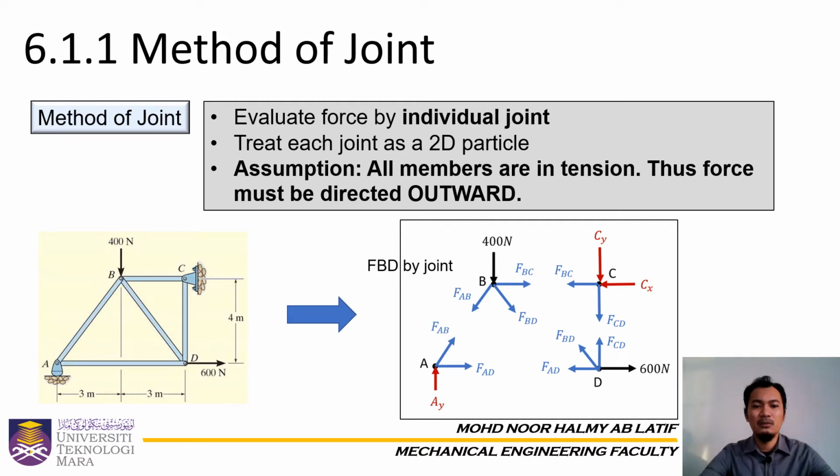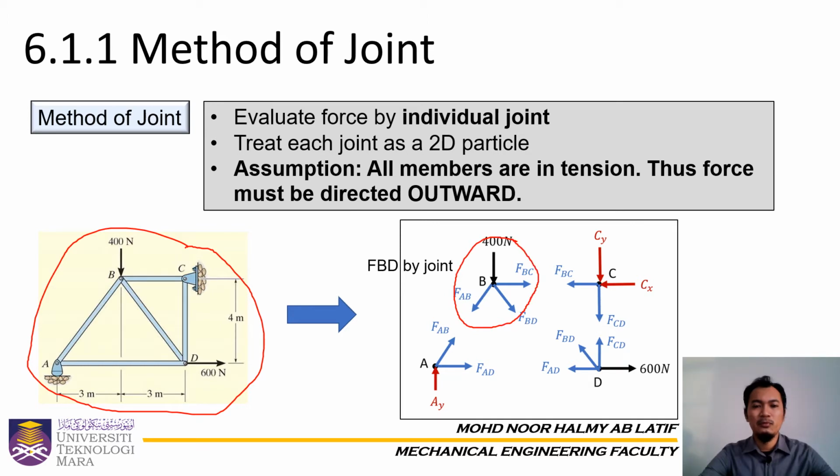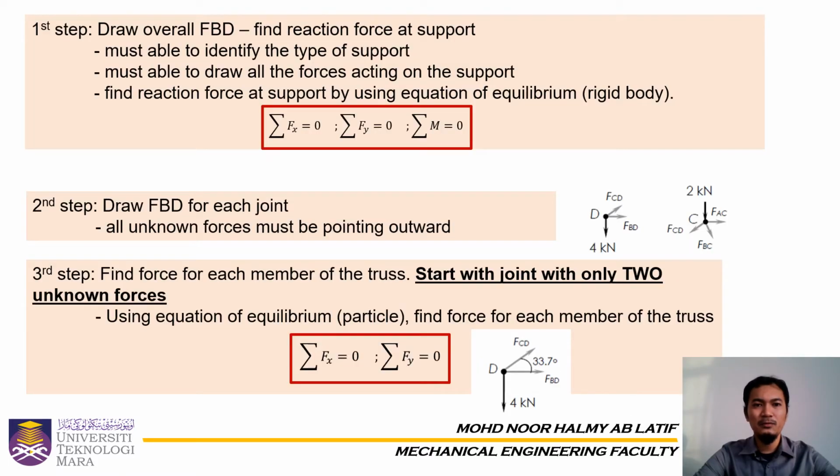For example, here we have a body, and what we need to do is to draw each individual joint, showing all the forces acting on the joint, and all the unknown forces are pointing outward, as in these figures. When solving using this method, there are several steps to consider. The first step is to draw the overall free body diagram. The function is to find the reaction forces at the supports.